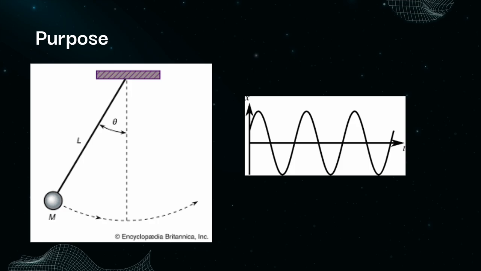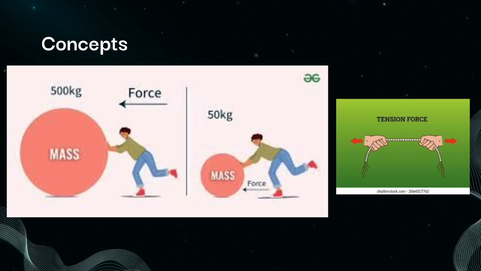The purpose of this lab is to understand the behavior of a pendulum, specifically focusing on how angle and angular velocity change over time. Pendulums are classic examples of simple harmonic motion and are governed by fundamental physics principles such as gravity and tension. We approach this simulation using key physics concepts.